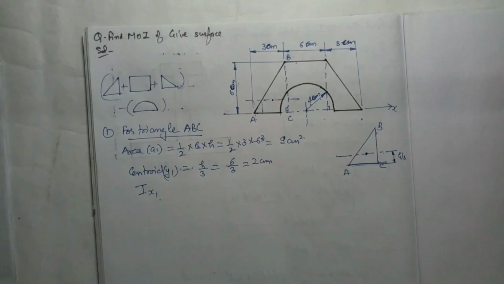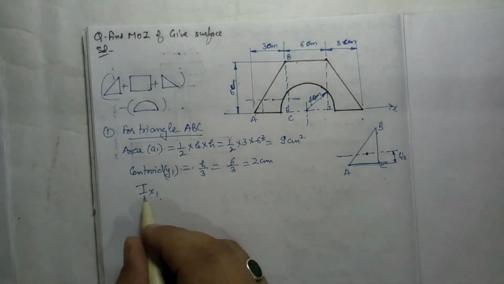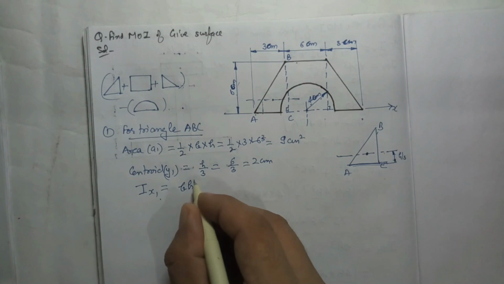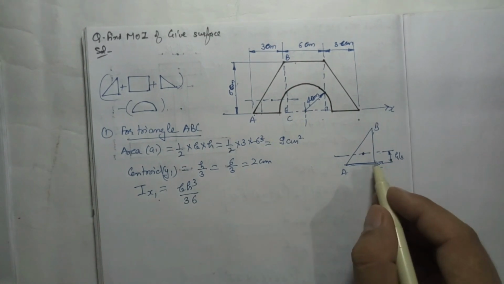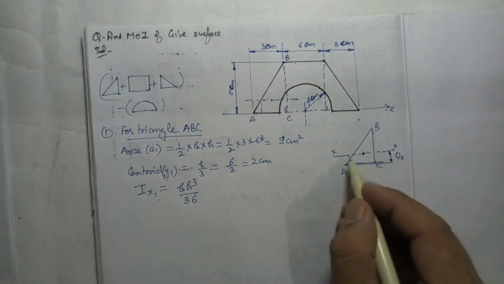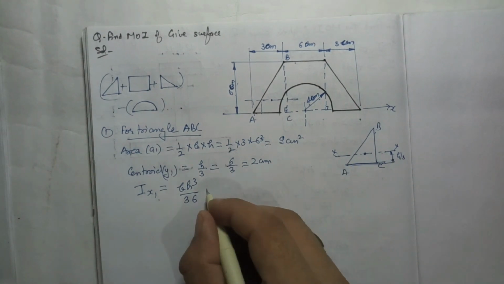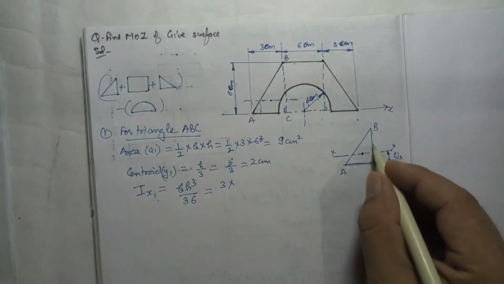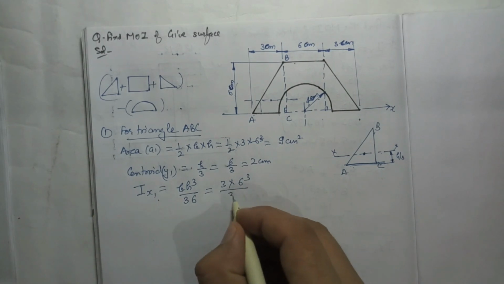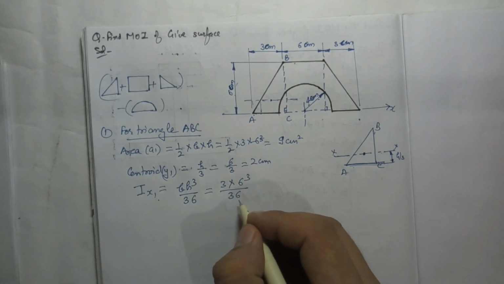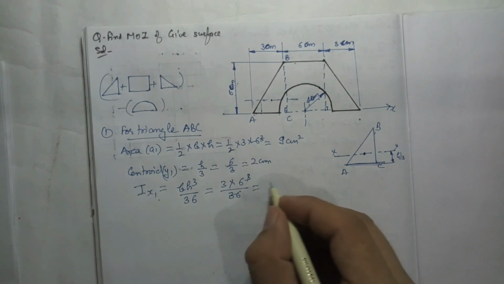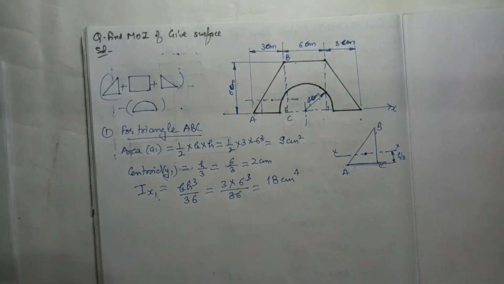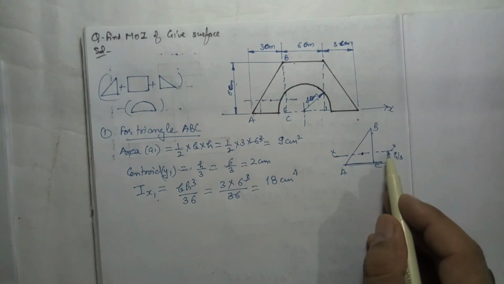If this is the calculation of the first surface, the moment of inertia about x1 is equal to bh cube by 36. This is the direct formula for the moment of inertia of a triangle about this axis. Now what is b here? That is this one, 3, and we have h, that is 6. So bh cube by 36 comes to 18 centimeter power 4.